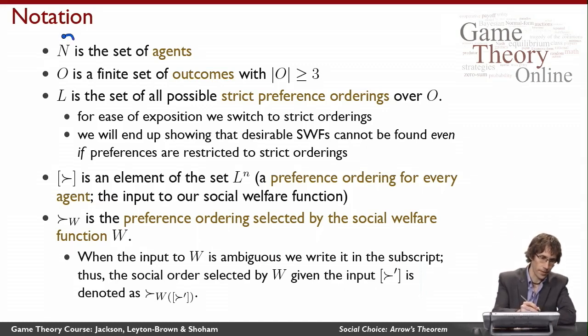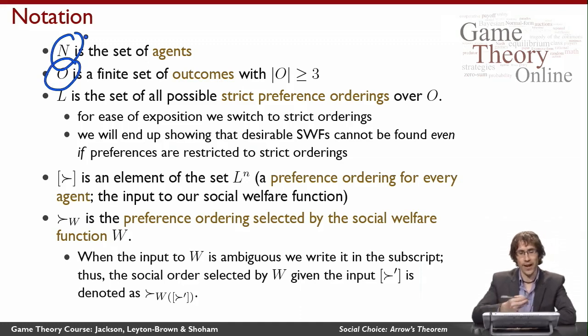I'll let N be the set of agents. I'll let O be a finite set of outcomes. So these are the candidates that the agents are going to have preferences over. And the really important thing about O is going to be that there are at least 3 candidates. So Arrow's theorem is going to require that we have at least 3 candidates that we're voting over.